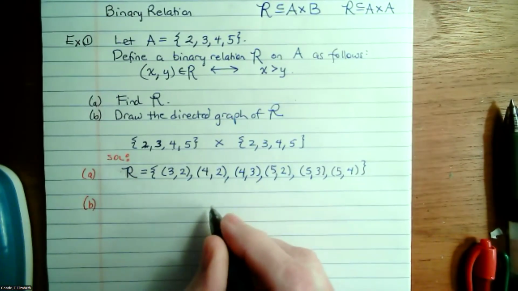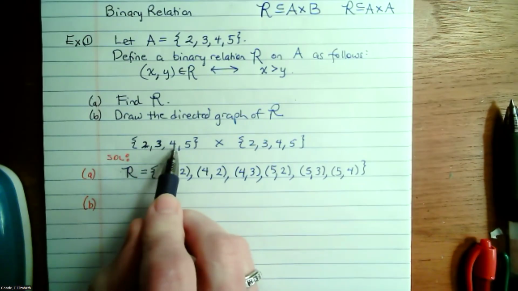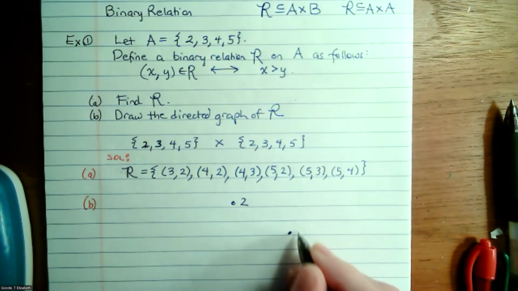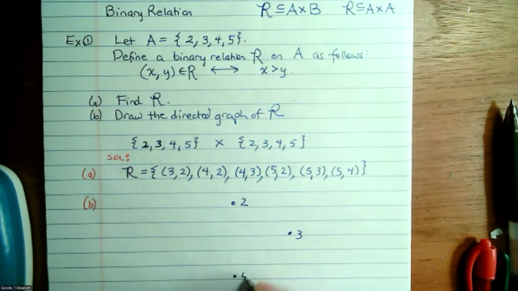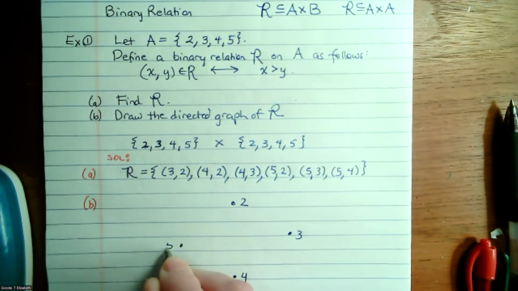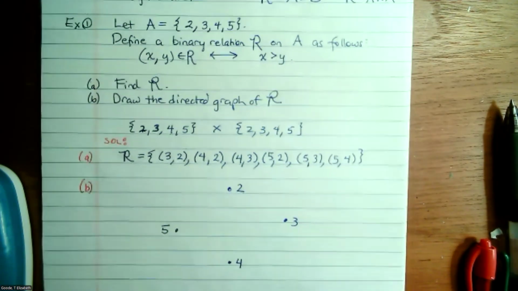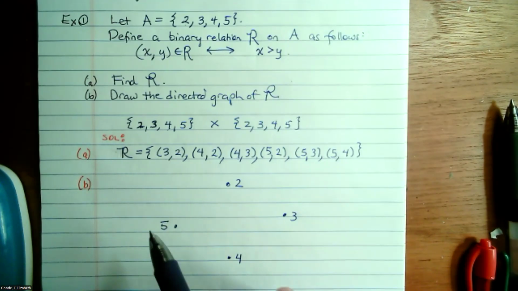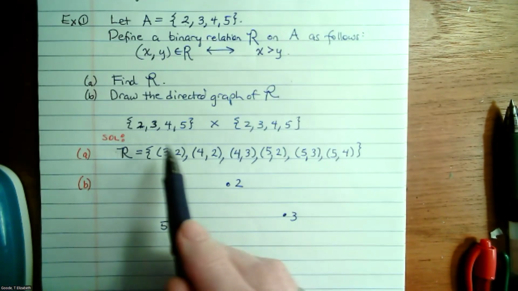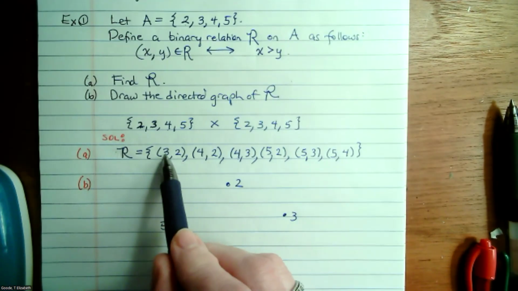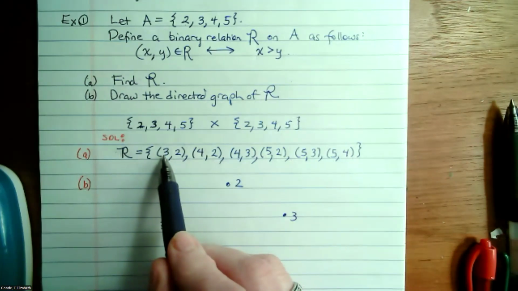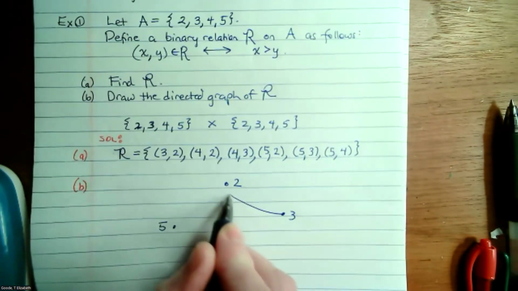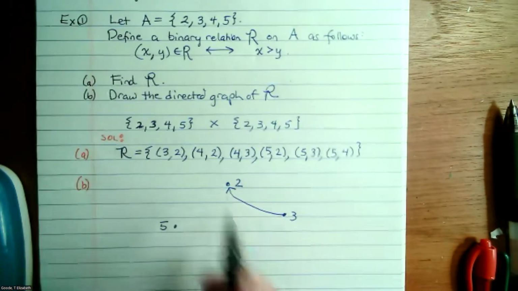So the directed graph has a point for each of the elements in the underlying set. So we have a point for 2, we have a point for 3, we have a point for 4, and we have a point for 5. These are called the vertices of the graph. And then we make an arrow from x to y if there is an ordered pair x comma y. So we have ordered pair 3 comma 2, so we can draw an arrow from 3 to 2. You've got to put your arrowheads on it.